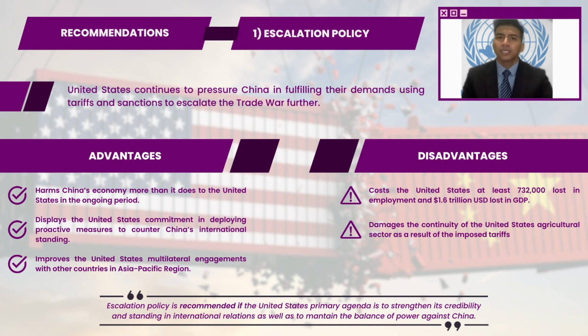For the advantages, it harms China's economy more than it does the United States in the ongoing period. It displays the United States' commitment to deploying proactive measures to counter China's international standing, and the last one is to improve the United States' multilateral engagement with countries in the Asia Pacific region. While the disadvantages cost the United States at least 232,000 loss in employment and 1.6 trillion USD loss in GDP, and damage the continuity of the United States agricultural sector as a result of the imposed tariffs.